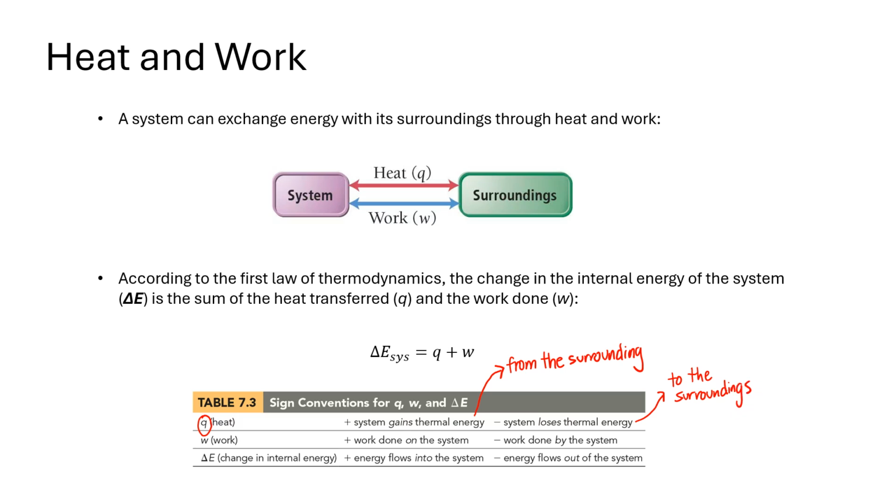Now, let's look at work. When work is done on the system, it's positive. But if it's done on the system, where did the work come from? It was from the surroundings. So the work was done on the system by the surroundings.